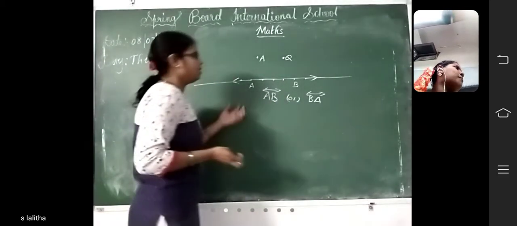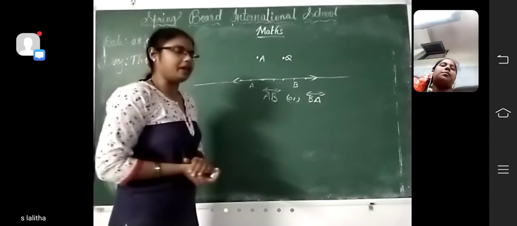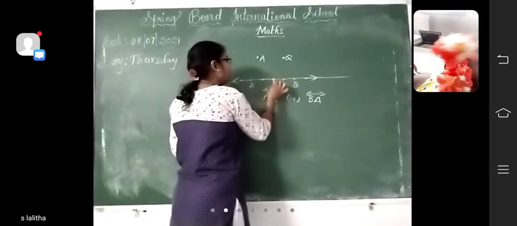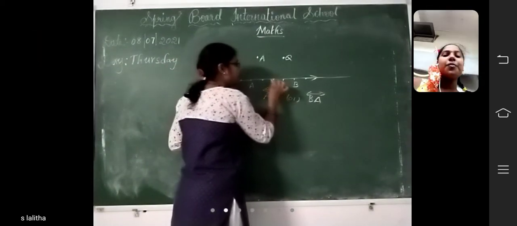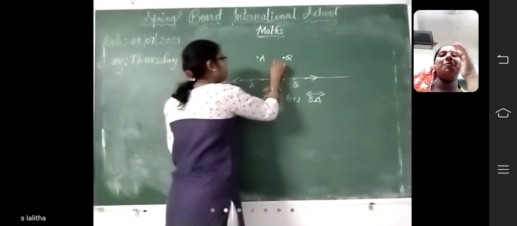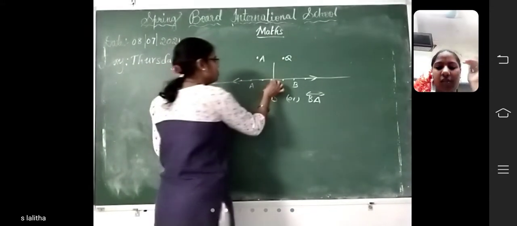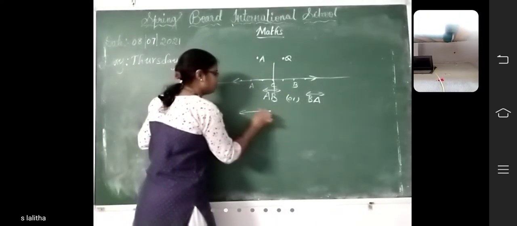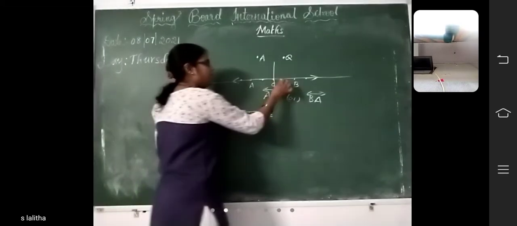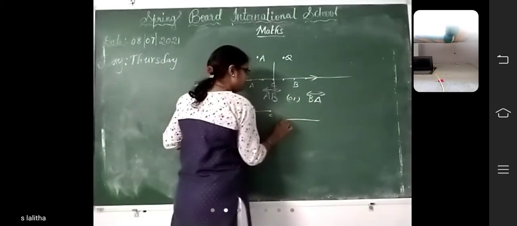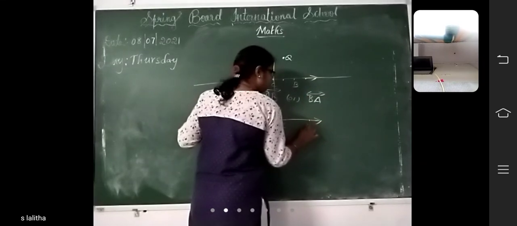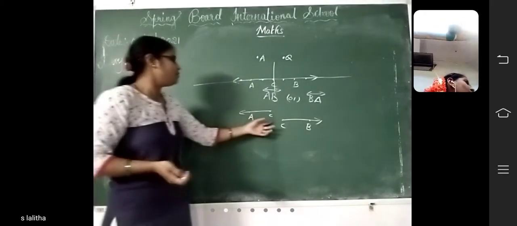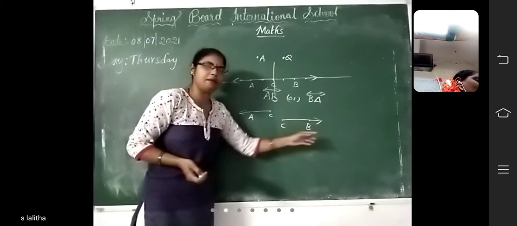Next, ray. What is called a ray? If I am taking this line AB, now I take the middle point C. Now I have to cut here. So now I am taking this part, A, and another part, C, here B. So here two parts are divided in this line. First one is CA and next one is CB.